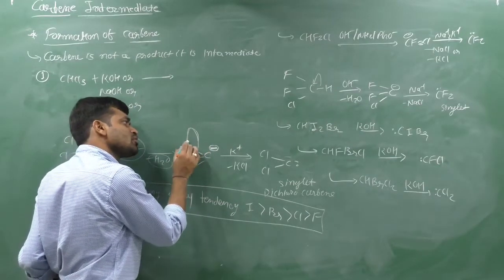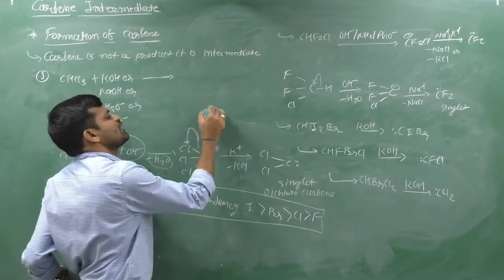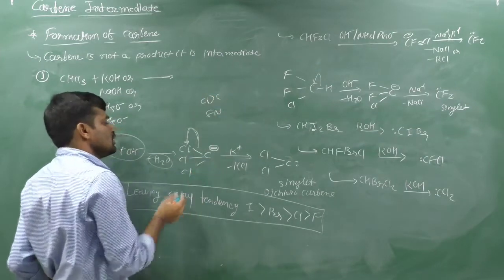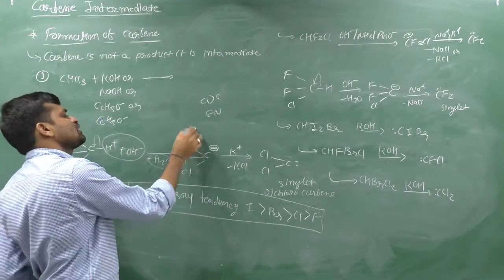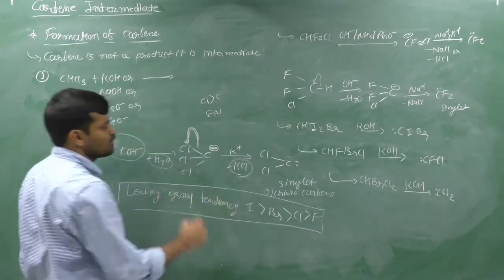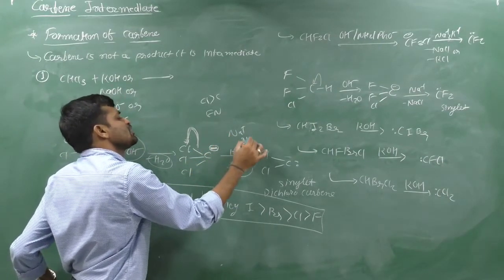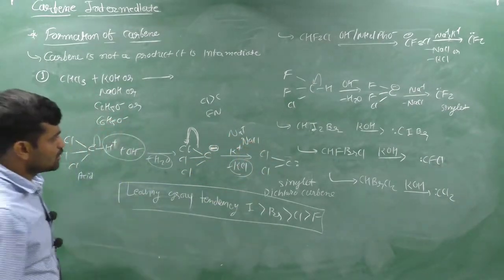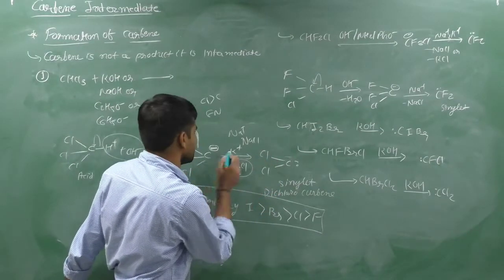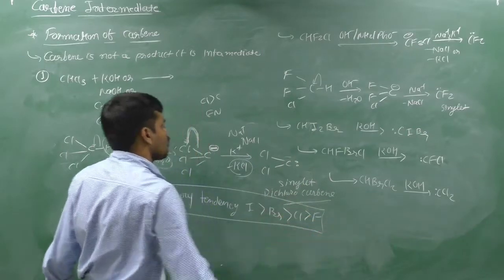Now, the positive ions of this strong base, like K plus and Na plus, attract the Cl. Cl gets the lone pair because the electronegativity of chlorine is more than carbon, therefore it attracts the electron pair from the bond, and it can make a bond with potassium or sodium. Here if we have sodium, then it is NaCl, and we generate the singlet carbene, Cl, Cl, dot dot, which is dichlorocarbene.